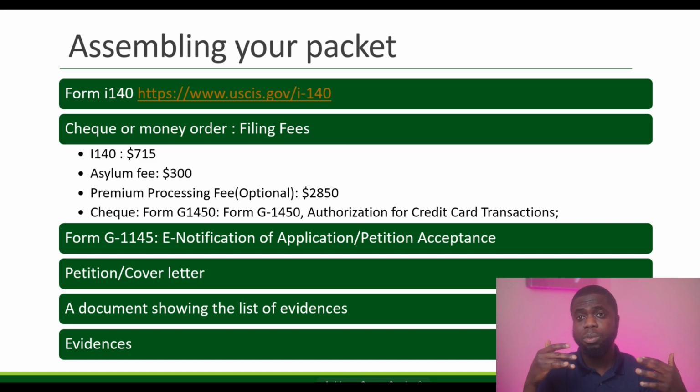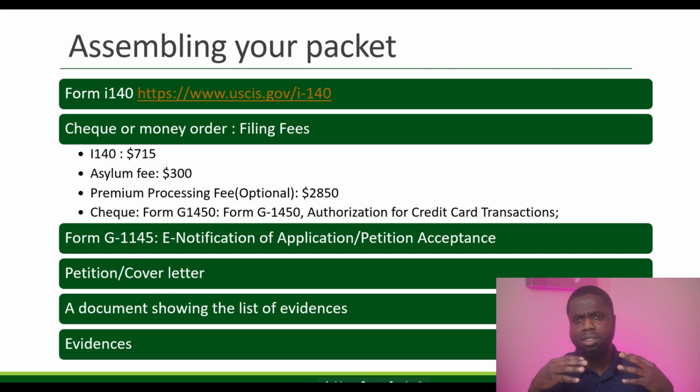But if you want to be notified through email about your acceptance or the progress of your application, then you need to fill G-1145, which is notification of application or petition acceptance. So you arrange this form in this order. Then the petition or the cover letter, usually depending on your exhibit and your profile, it can range from 20 pages to 50 pages. So that is your actual petition letter.